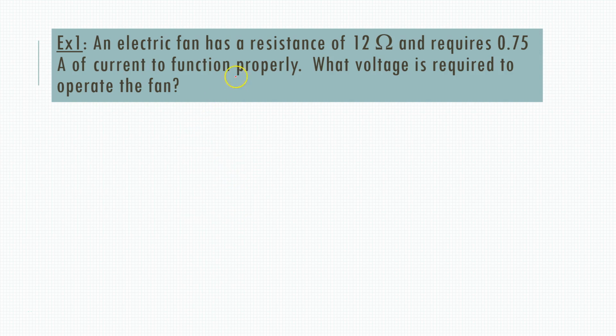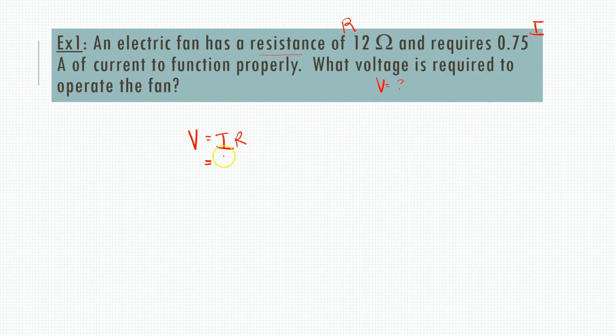It says you have an electric fan with a resistance of 12 ohms. So as soon as I see the omega and it says resistance, we know that this is R. It requires 0.75 amps of current, so this is I for current. And it wants to know what voltage is required to operate the fan. So we're looking for V. Well, we have our formula. It's the only one we have so far that fits. V is equal to IR.